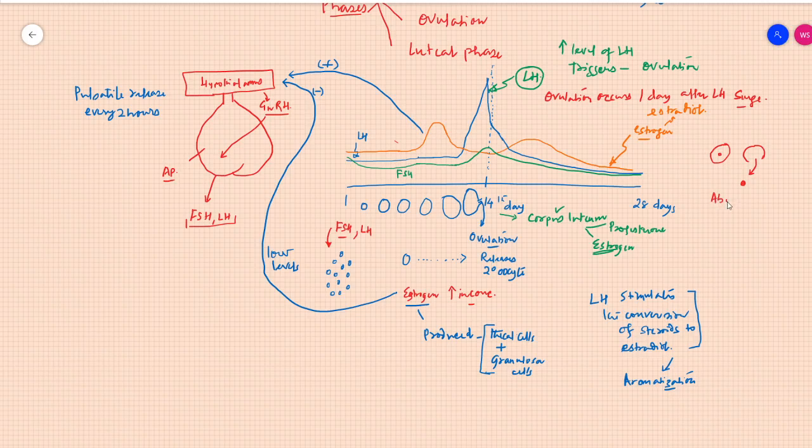So abdominal pain on this side where ovulation has taken place. So abdominal pain would be experienced by the woman on the side of the body where the ovulation has occurred.